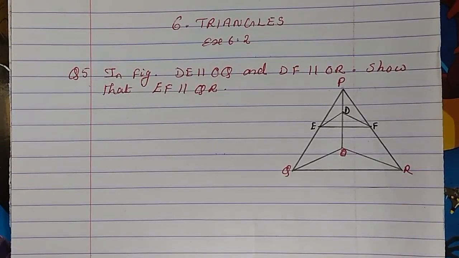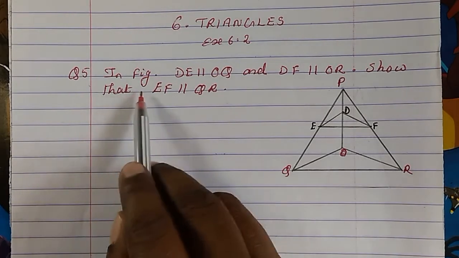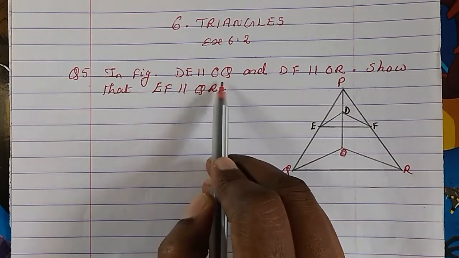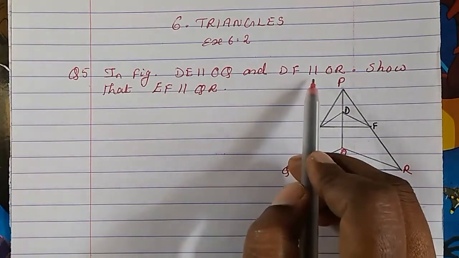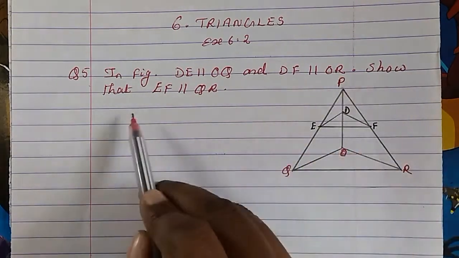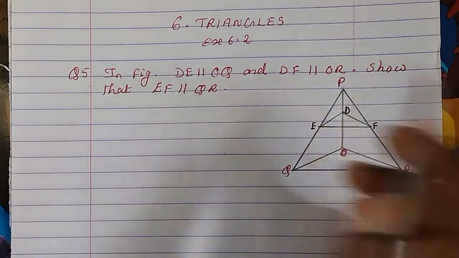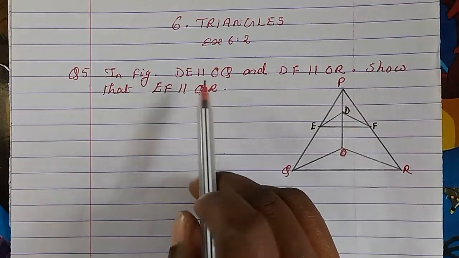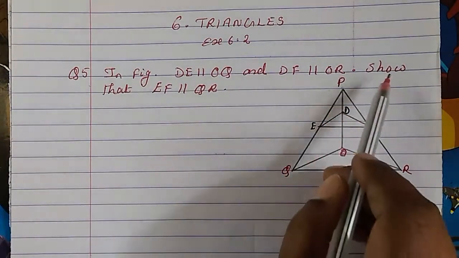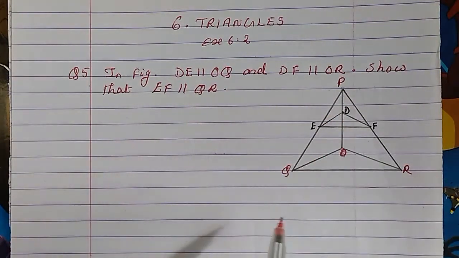Today we are going to study chapter 6 triangles, exercise 6.2, question 5. In the figure, DE is parallel to OQ and DF is parallel to OR. Show that EF is parallel to QR. So here the figure is given to us and then parallel lines are given to us. We have to show the other lines are parallel.